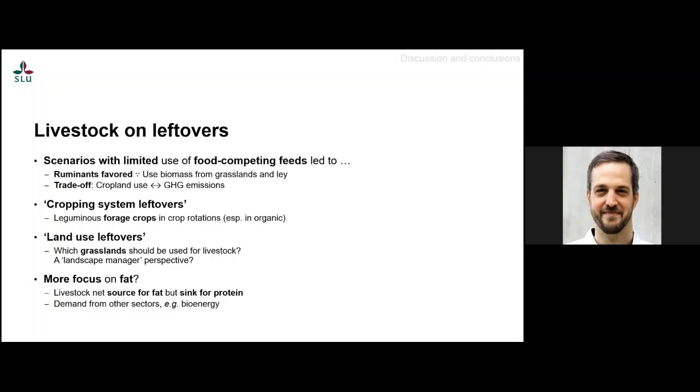In both scenarios, we also saw that unlike the common focal point, which is protein when we talk about diet with less animal source foods, we saw that fat is equally or perhaps even more important to focus on. And this is perhaps logical, considering that livestock are generally a net source for fat, meaning that they produce more animal fats than the plant fats that they eat, but often a sink for protein. And it's also important here to consider that demand from other sectors, such as for bioenergy production, is quite large for fat, but protein is mainly only demanded in the food system.